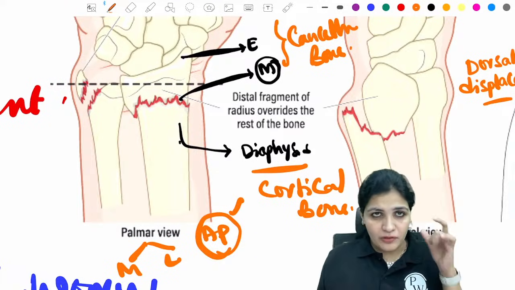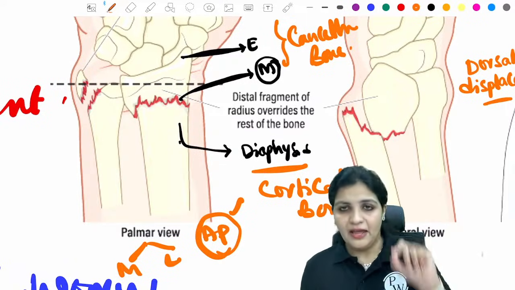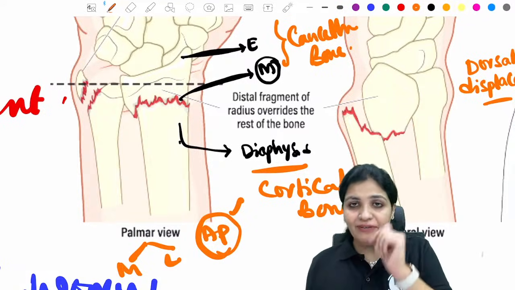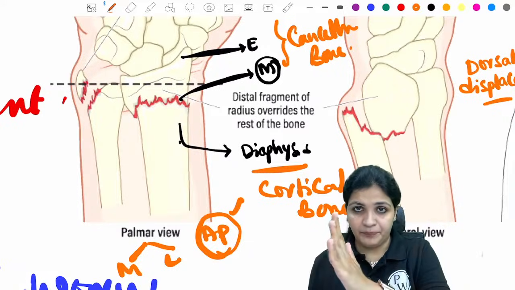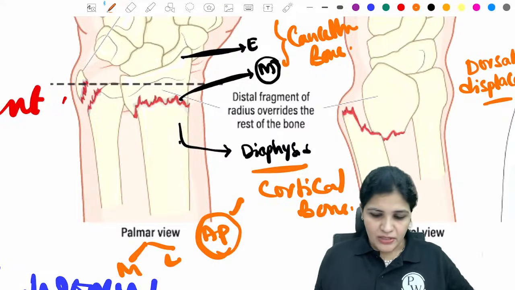On the AP view, what will you decide? Whether the fracture is moving to the medial side or the lateral side. On the lateral view, you will decide whether it is moving anteriorly or posteriorly. When it comes to the hand, you say it is ventrally or dorsally, or palmar or dorsally. Okay. So that is how you decide.